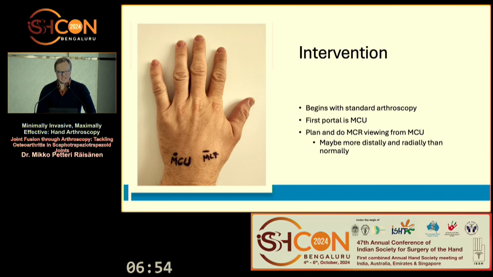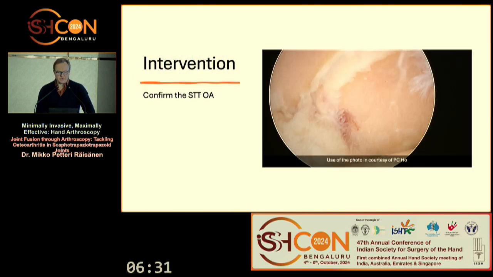The intervention begins with standard arthroscopy, the radiocarpal and ulnocarpal joint arthroscopy. Everyone knows how it's done. And then we go to the mid-carpal joint, and the first portal is the mid-carpal ulnar portal. Then you plan and make the mid-carpal radial portal, viewing from the mid-carpal ulnar portal. I would make the MCR more distally and radially than normally. Confirm STT osteoarthritis, which is usually easiest from the MCR portal.